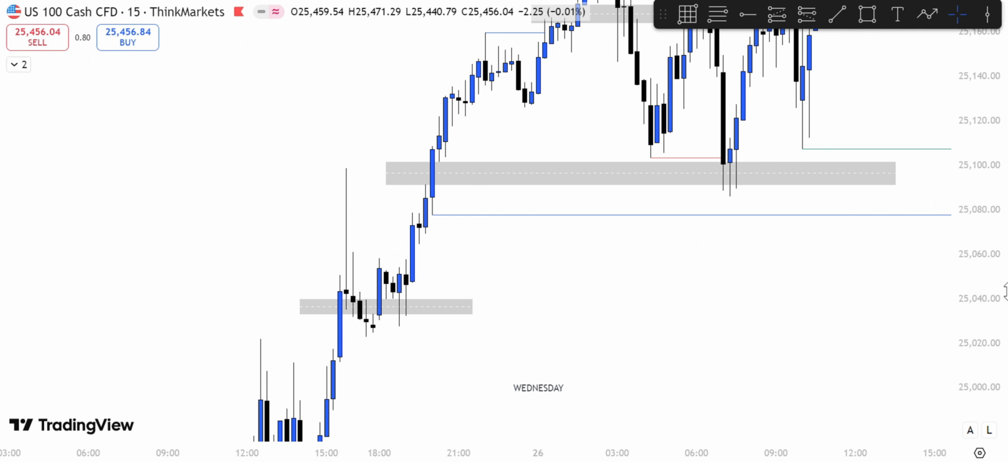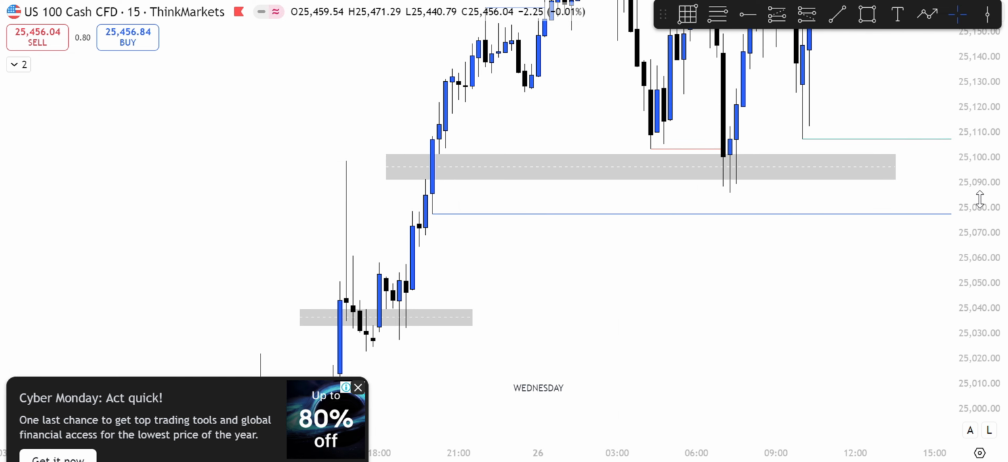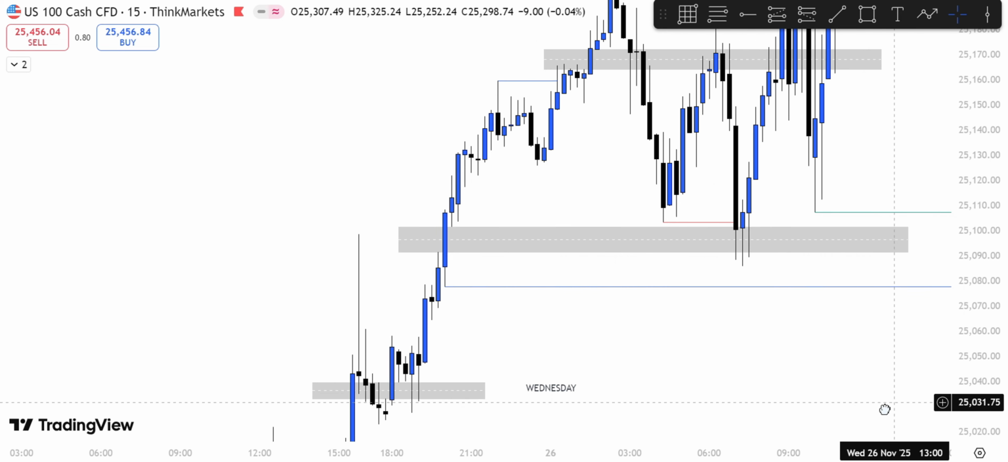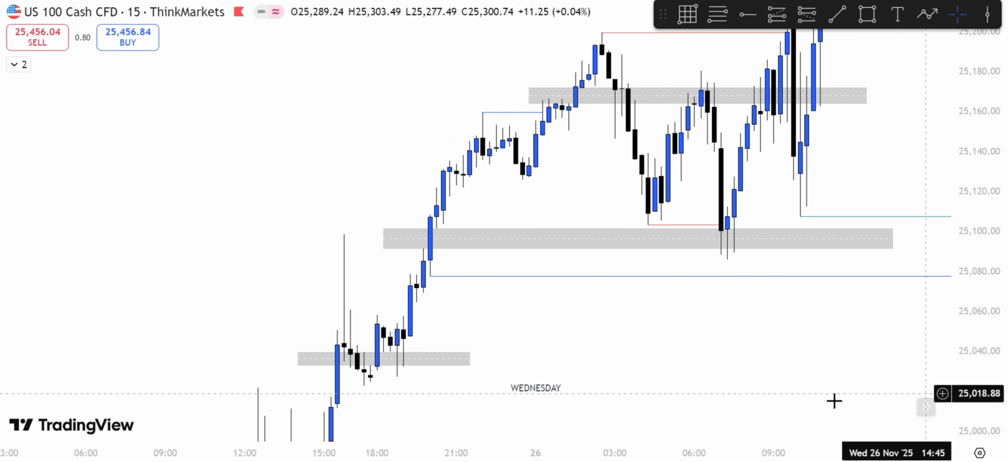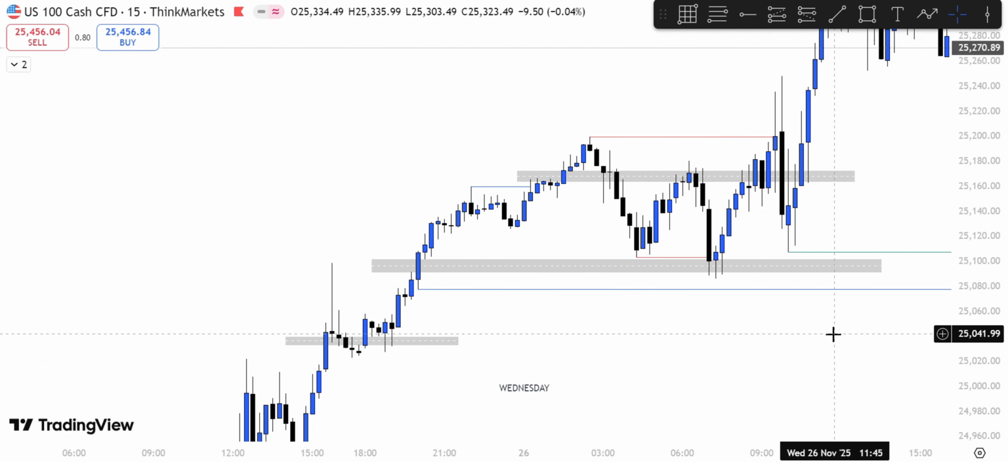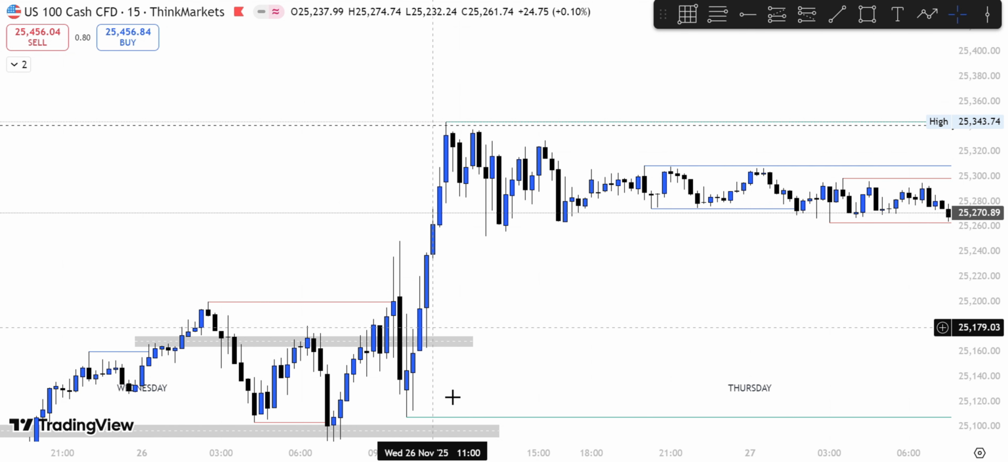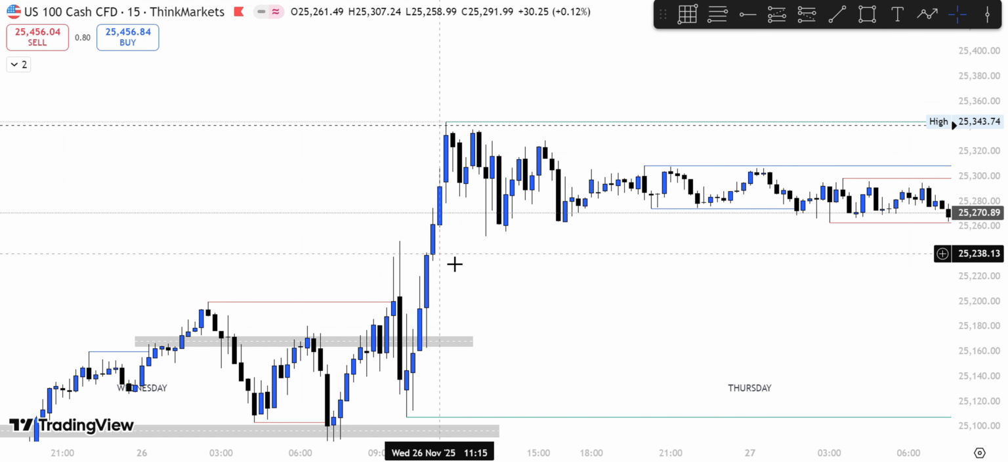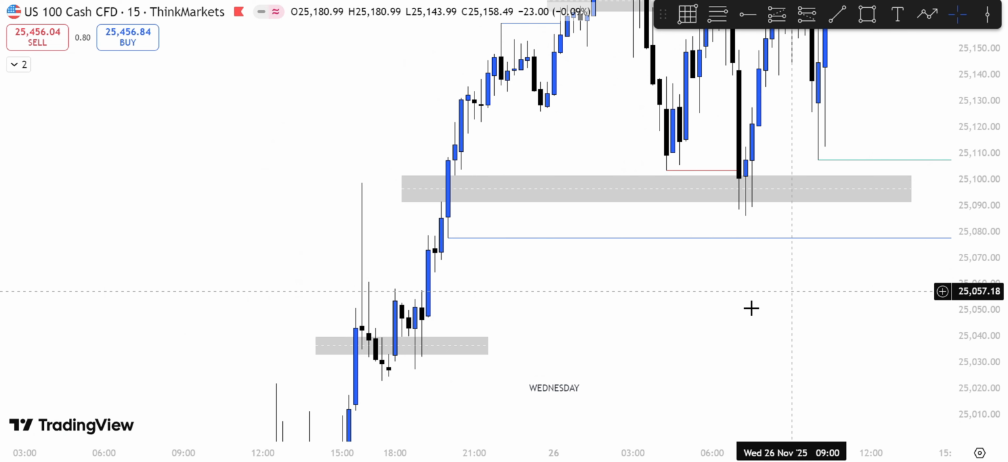NASDAQ is the top 100 tech companies from the S&P 500. What is the S&P 500? It is the top 500 companies from the United States of America. So yeah, when the New York session hits, you get this impulsive move. As you can see right here, at the 9:30 open, you get this big move to the upside. This is called the New York session.